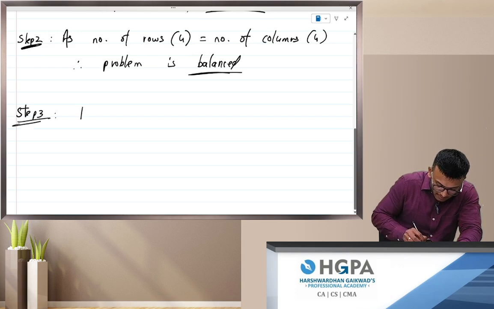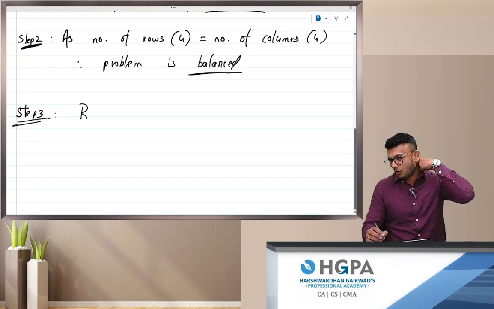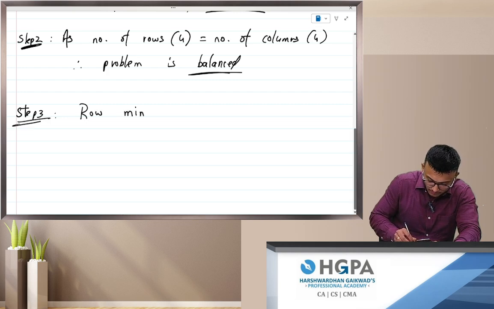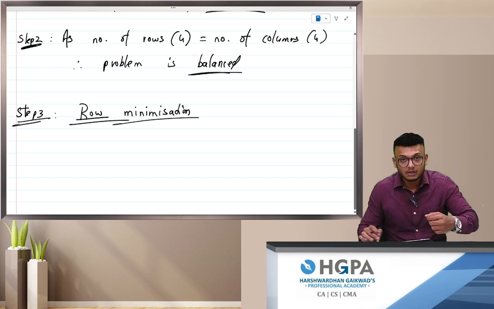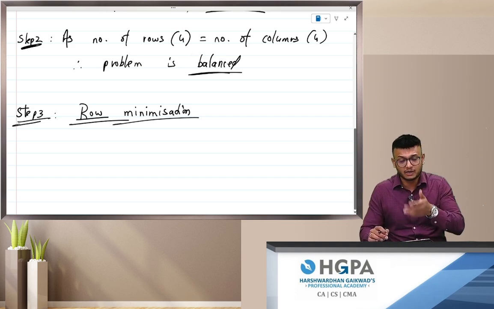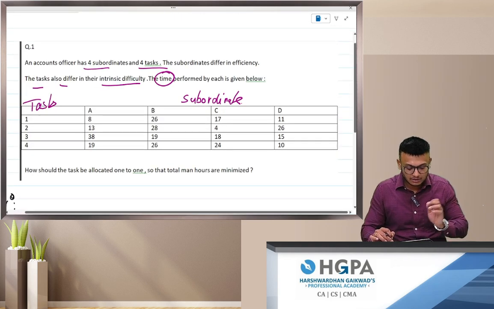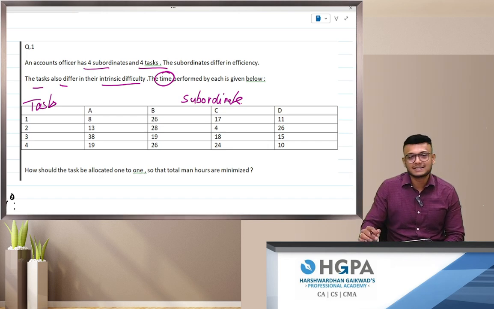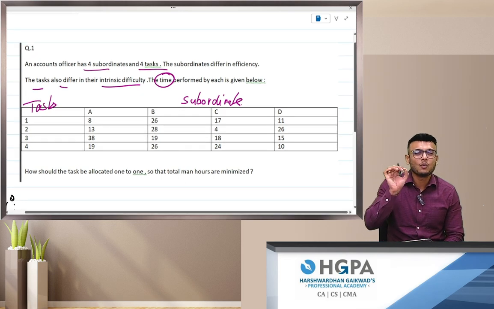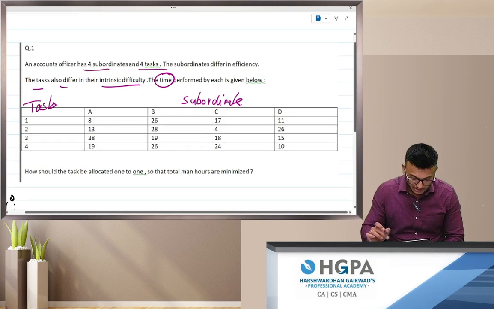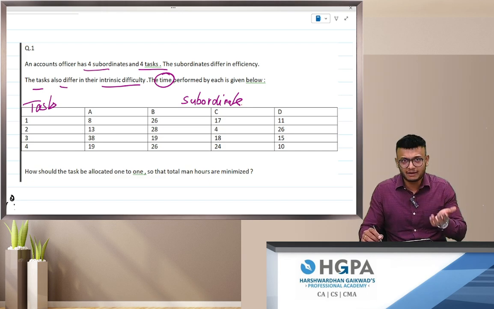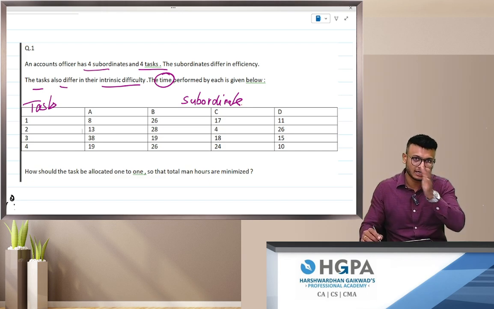Next, step number 3, very, very simple. This is called row minimization. A lot of authors, a lot of modules, you might find a different name, but this is what I prefer: row minimization. Now, please pay attention. What is row minimization? Row is horizontal, and column is vertical. So this is the row: 8, 26, 17, 11. Now, how will you solve this step? You need to find out the least number in the first row. So I think it is 8. So what you need to do right now is prepare a new matrix where you subtract that number from all the numbers in that specific row.